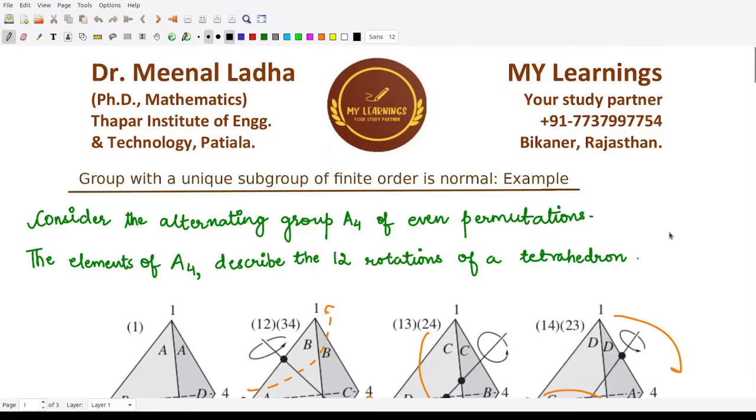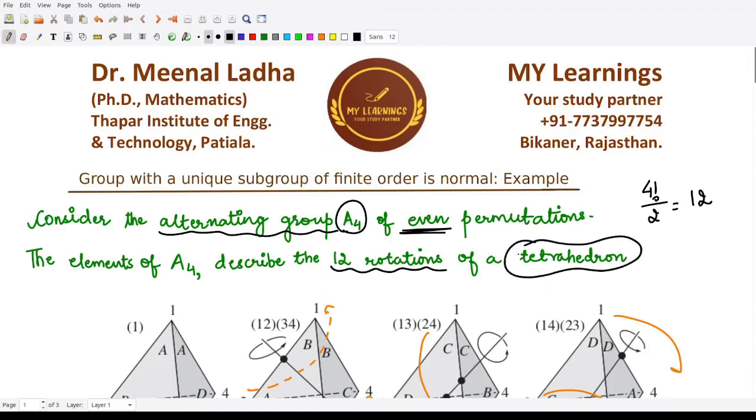In this video, we'll be looking at an example which shows that a group with a unique subgroup of finite order is normal. For this, we are taking the alternating group A4. This is a group of permutations containing even permutations. The order here is 4 factorial divided by 2, so it is 12. So it consists of 12 rotations of the symmetry of the tetrahedron.